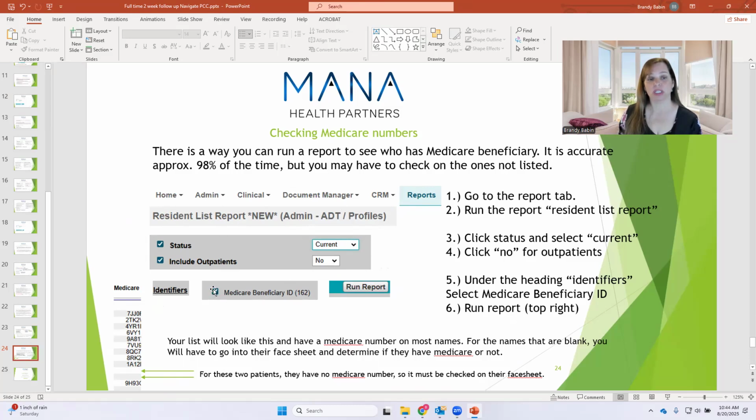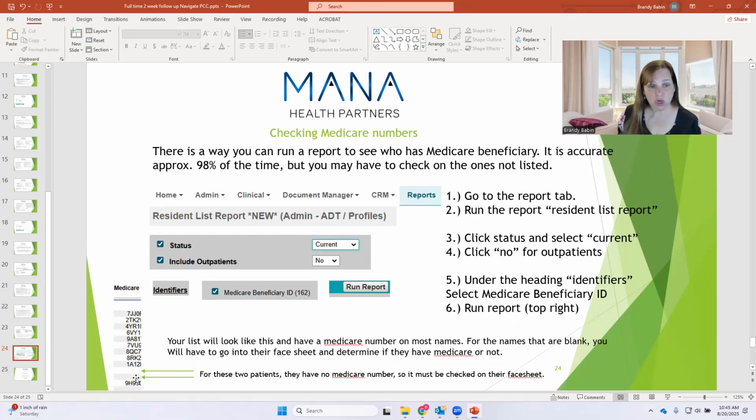And then you're going to click down here at the bottom and it has a Medicare beneficiary ID. There's a lot that look the same: Medicare number, Medicare HIC, Medicare whatever. You're wanting the Medicare beneficiary ID. So you click that. So literally all you're clicking is the status of current and the Medicare beneficiary, and you're going to run that report. And this report looks like this. It will give you the patient's name, and then it will give you all of the Medicare numbers.